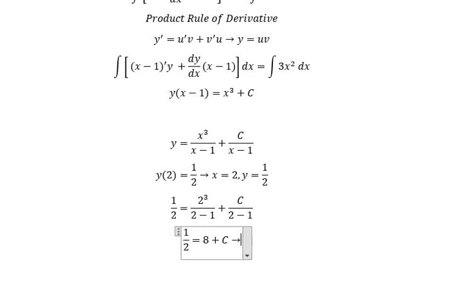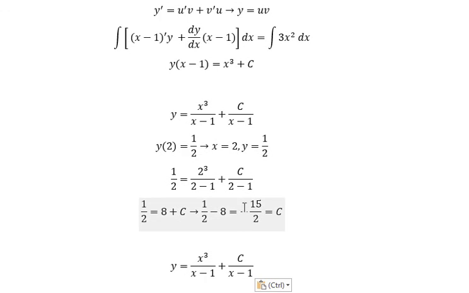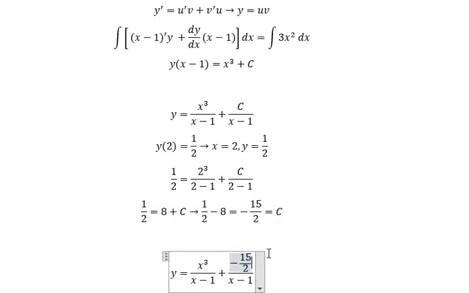So we put number 8 go to the left. And we have negative 15 over 2 equal to c. So we put this value go in here.